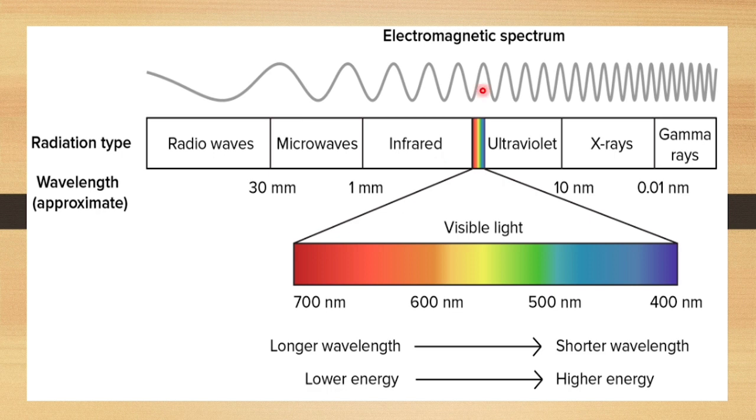So this is the electromagnetic spectrum and you can see here, infrared lies in between the microwaves and the visible light. This is the microwaves and this is the visible light. Visible light is known as VIBGYOR.